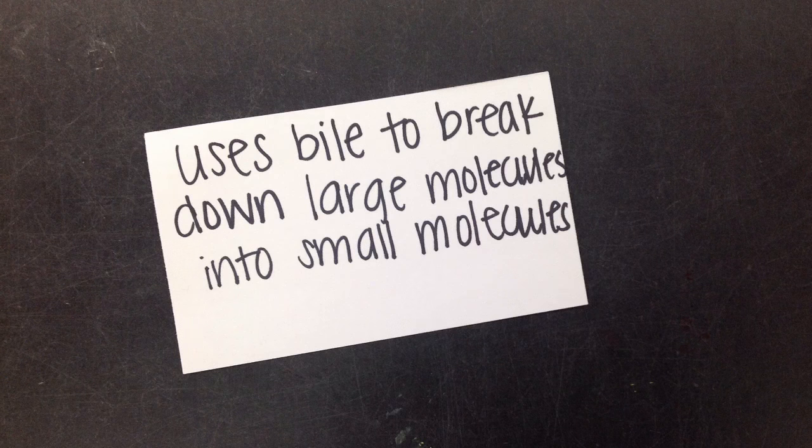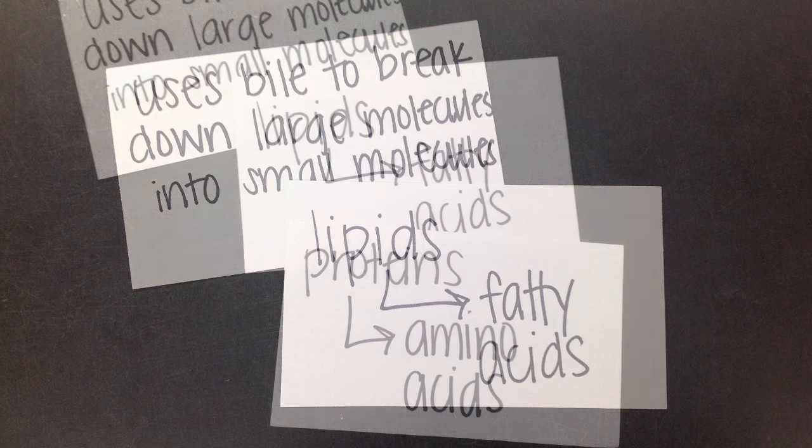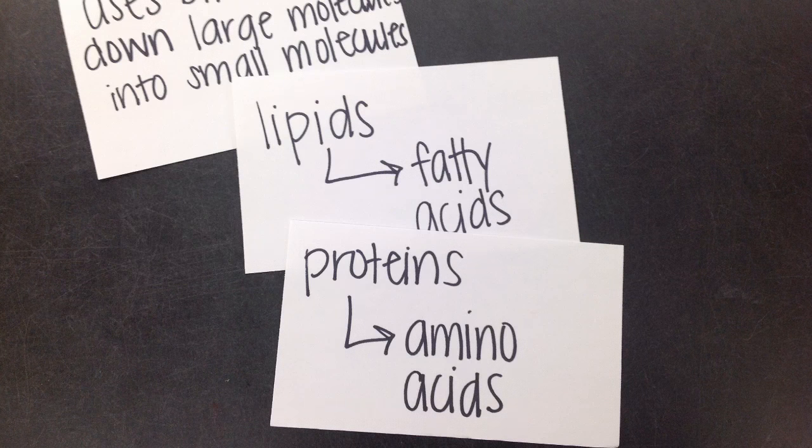Like lipids breaking down into fatty acids, and proteins breaking down into amino acids, things that still hadn't broken down yet, that took longer to digest. This is an example of chemical change because they are new substances.